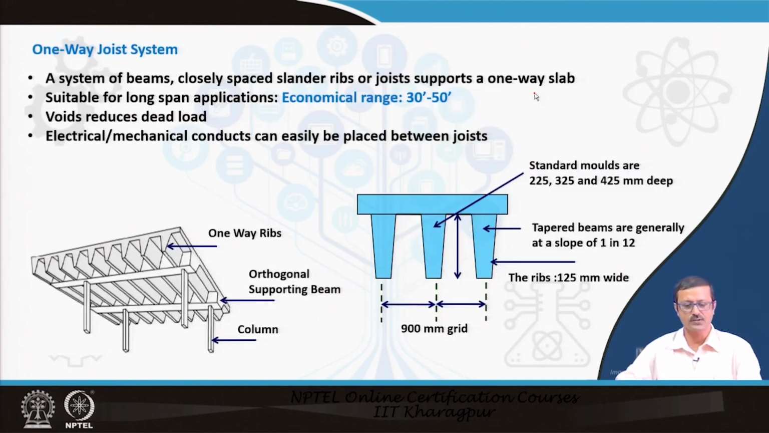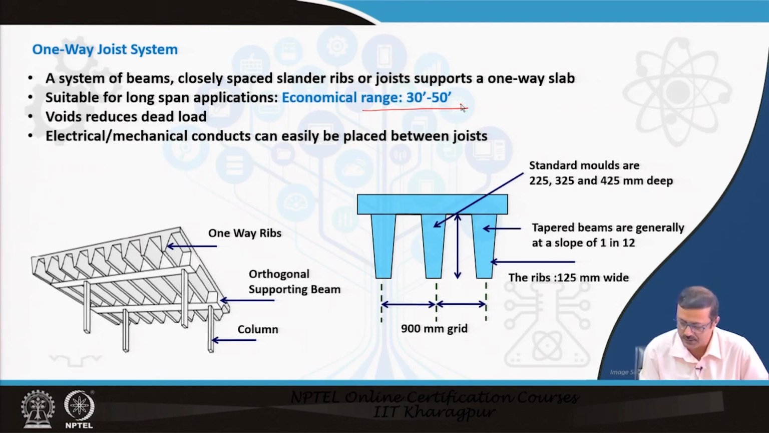In the one-way joist system, the beams span in only one direction, and these ribs are very slender in that case, supported by some supports. For long span applications, the economical range is almost about 30 to 50 feet, and those voids, as I told in the earlier slide, will increase the effective depth, and in another way, will actually reduce the dead load. The electrical and mechanical conduits can be passed through that.